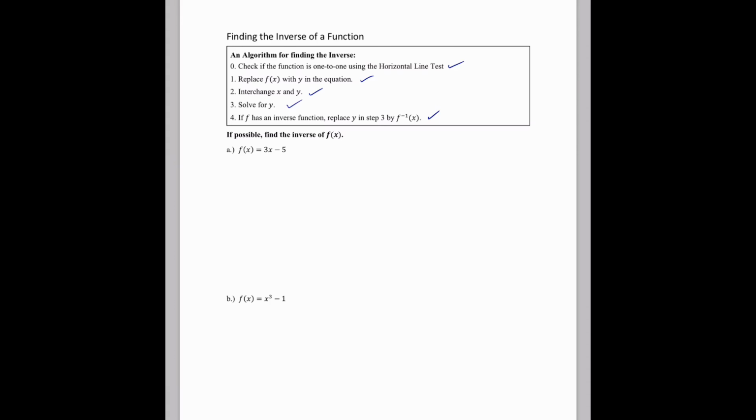So let's try this one. First one is 3x minus 5. It is linear. It's a straight line. So it is 1-to-1. It would pass a horizontal line test. It's just a line, right? If you look at this graph, slope of 3, intercept -5, so it's going to be something like that, where this is -5 and it has a slope of 3. So it's going to look something like that, and it's going to pass.